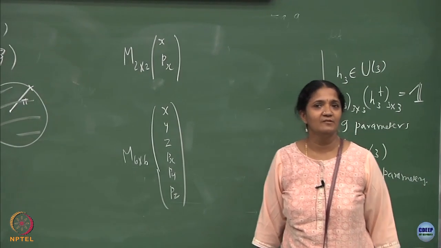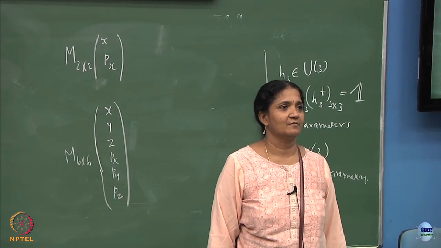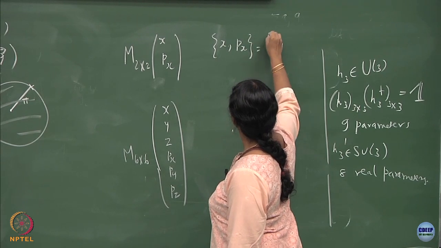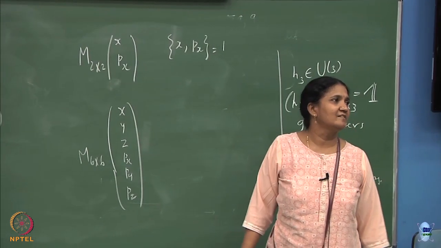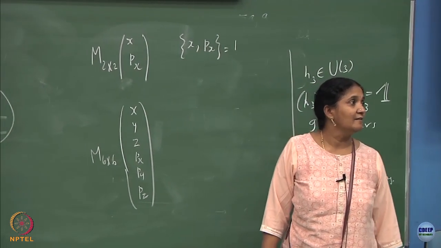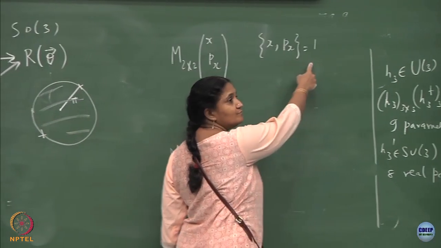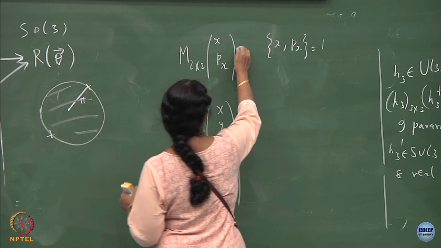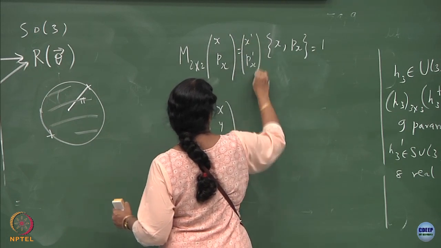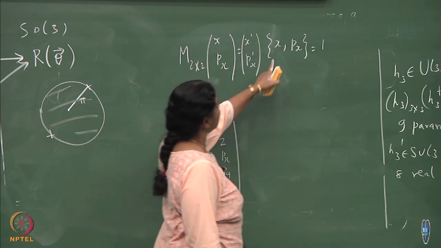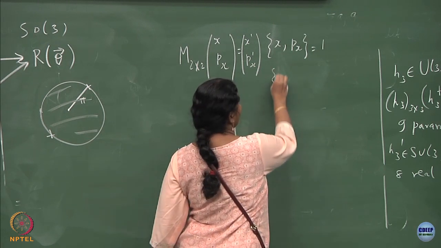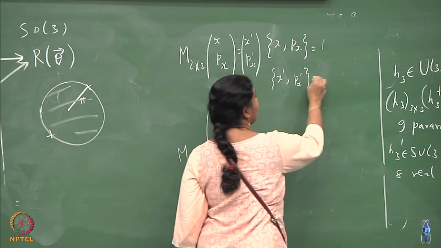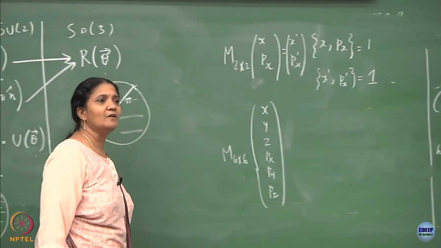So what are the matrix transformations you can do such that your Poisson bracket is preserved, right? What is the Poisson bracket? The bracket of x and p_x is 1, x and x is 0, p_x and p_x is 0, you know that, ok. So this is what you need to preserve under any transformation. So this one gives me x prime, p_x prime. This Poisson bracket will go to the bracket of x prime and p_x prime under such a transformation such that this is going to be still 1. This is what you have learnt.